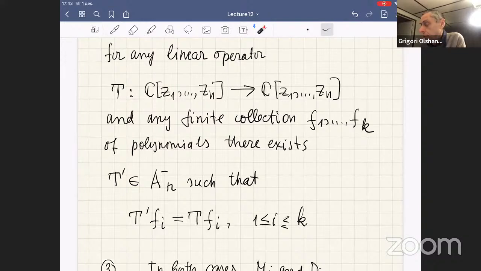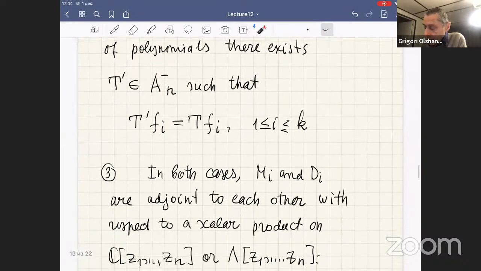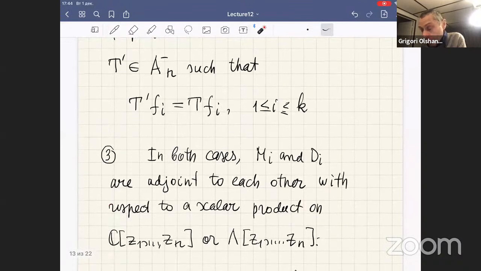It's not a very good terminology because this is not a Hilbert space, not a Banach space. This is a countably dimensional space, but essentially this is the same as the strong operator topology. The next remark is as follows. In both cases, plus and minus, this operator is adjoint to this operator and vice versa. What does adjoint mean? It is understood relative to a scalar product.